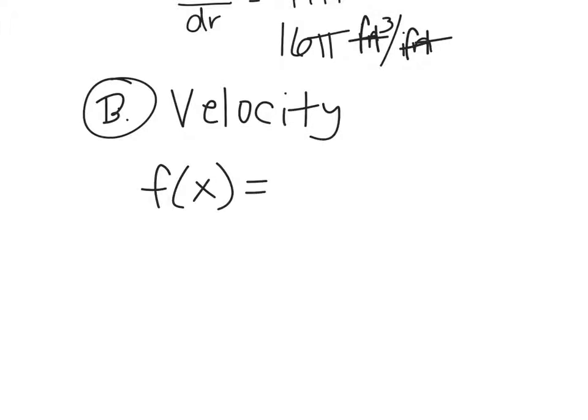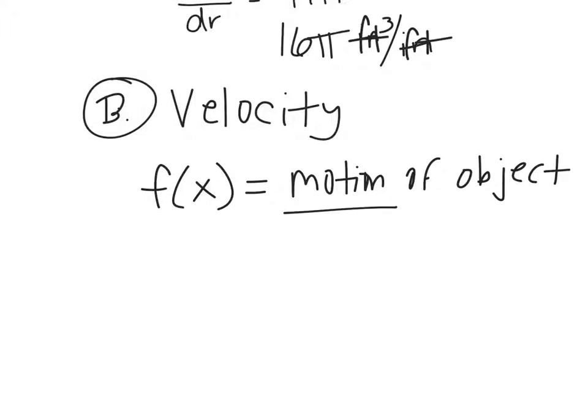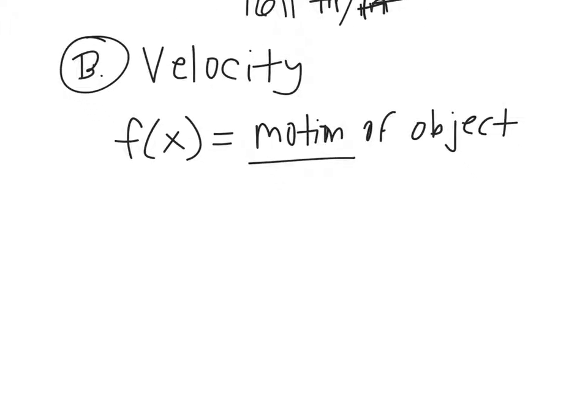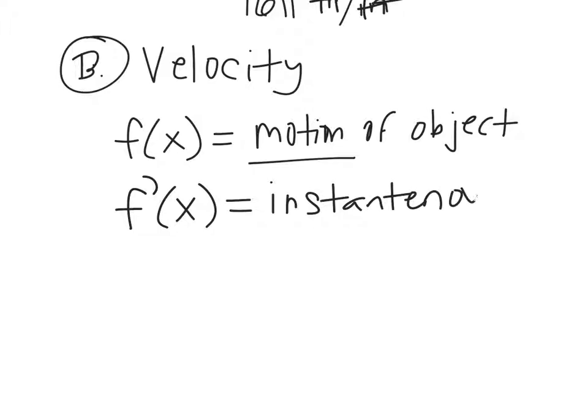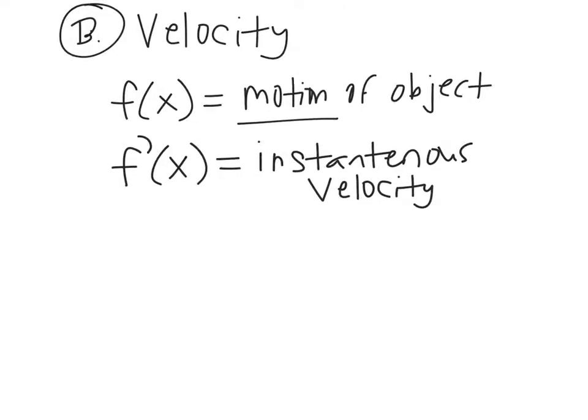So here we go. f of x is going to be the motion of an object. Sometimes we're going to be on a straight line walking back and forth. Sometimes it's a rock that's fallen off a cliff, or a water balloon that you throw, whatever. It's the motion of an object. When you take the first derivative of that, you end up getting its instantaneous velocity. You can find the average velocity by finding just the slope of the line that goes through the 2 points. But instantaneous velocity, you need the derivative.